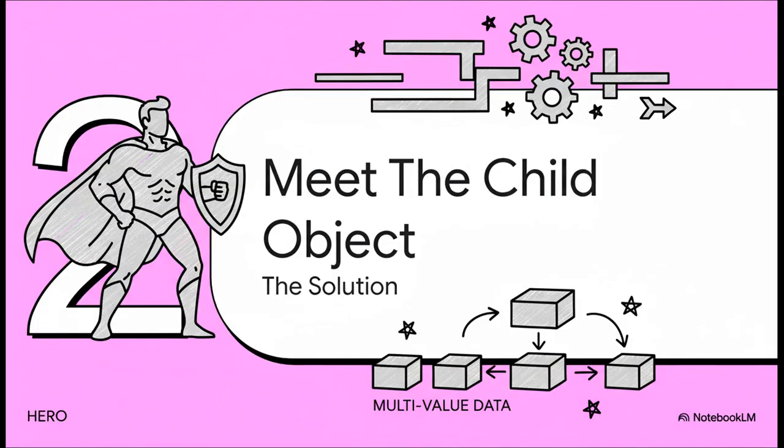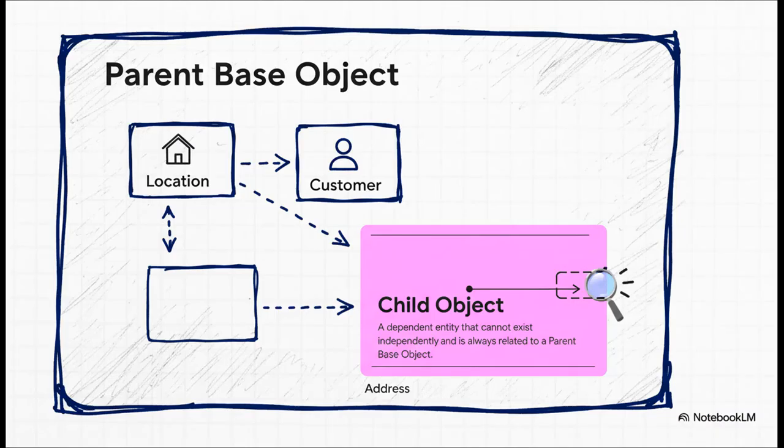So, how do we solve this? How do we avoid that disaster? Well, let me introduce you to the hero of our story today, the definitive, elegant solution to the multi-value data problem, the child object. So what is it, really? The most crucial thing to understand is that a child object is dependent. It literally cannot exist by itself. Just think about it. An address record floating in space with no customer attached to it is completely meaningless, right? It needs that parent to have any purpose at all. And that makes it the perfect tool for modeling these one-to-many relationships.